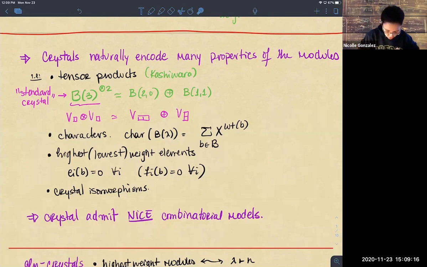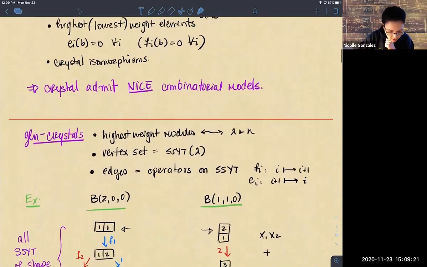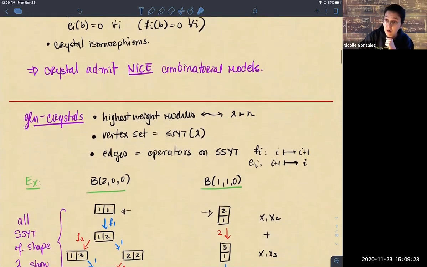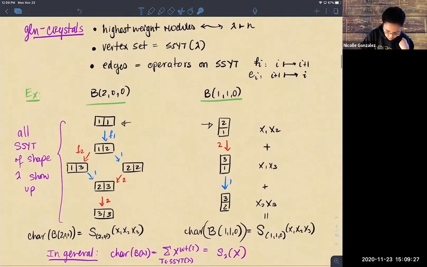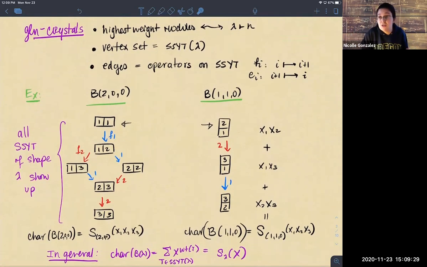Okay, good, moving on. But again, interrupt me if you have a question. Let's talk about GL_n modules. Like I said, this is really a talk about type A. So in type A, the Lie algebra is going to be GL_n, and our Weyl group is just going to be the symmetric group, which is going to play a role, as we'll see. So for GL_n, the highest weight modules are indexed by partitions of n.